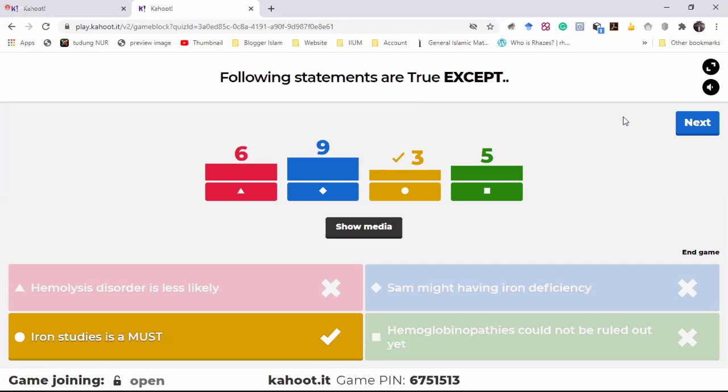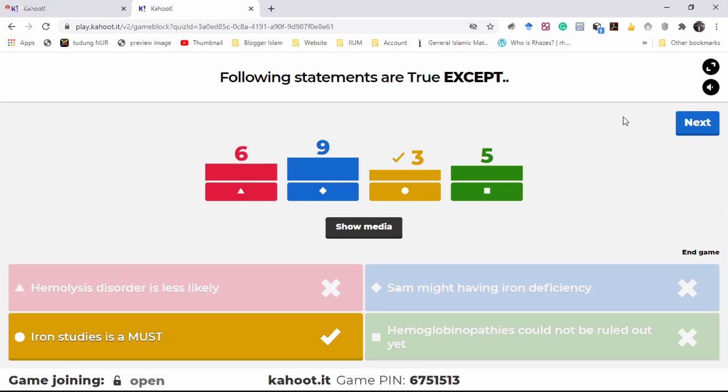Okay. Alright, so this is quite tricky because it asks about the false statement. So basically all are true except the iron study. Let's go see one by one. So hemolytic disorder is less likely. Yes, it's true, because it said that it already ruled out the dark colored urine and so on. I think maybe you got a bit confused because the question asked for except.